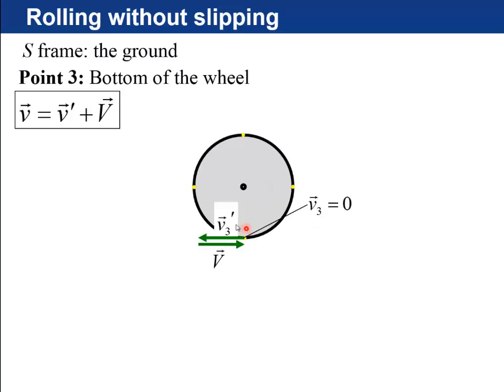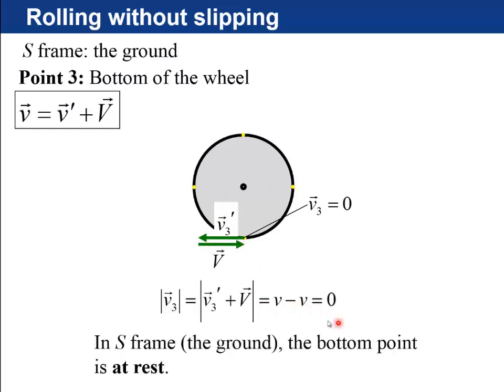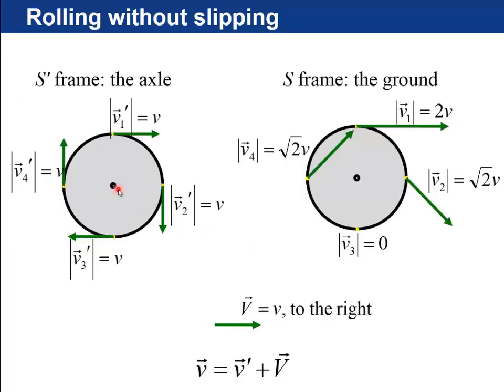Point 3, at the bottom of the wheel, what you've got is the rotational velocity component going to the right and the axial component going to the left, and those cancel out. V minus V is 0. So in the S frame, the ground, the bottom point is at rest. So that's the idea, is that in the axial frame it's going all around. In the ground frame, the top is moving at twice the axial speed. Every other point is at some intermediate speed, and the bottom point is at 0. And you can think of the whole wheel as rotating about a pivot point, which is at the bottom.